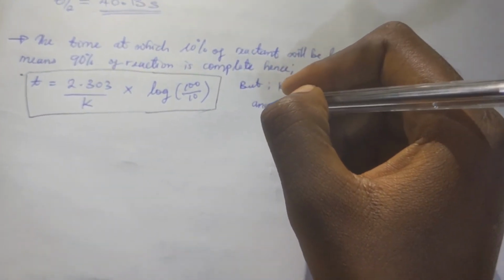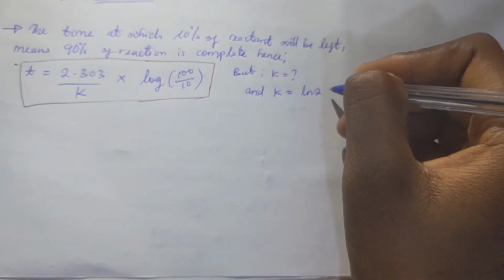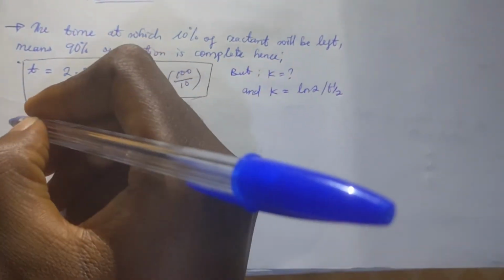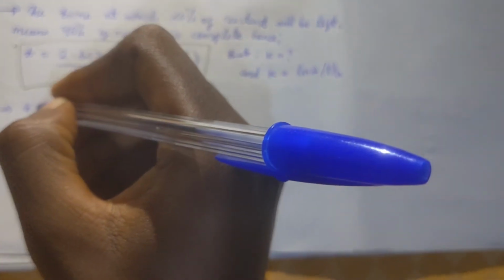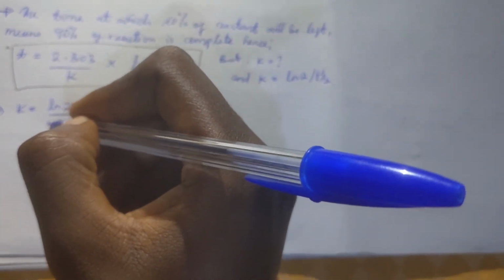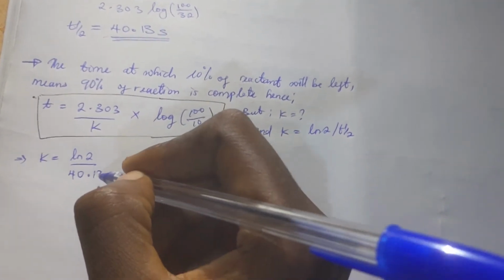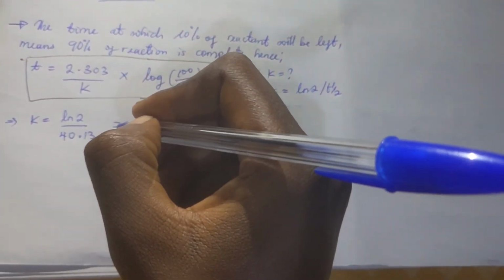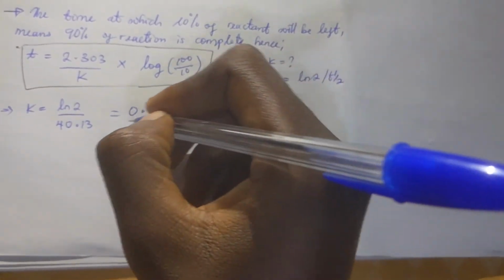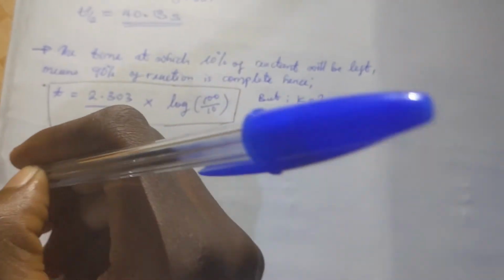But luckily, K is equal to ln 2 divided by T half. And we know our T half. So that implies to look for K, we'll take K equals ln 2 divided by T half, which is 40.13. Having our K now, punch that on your calculator, we'll have 0.017 per second because we are dealing with the first order.